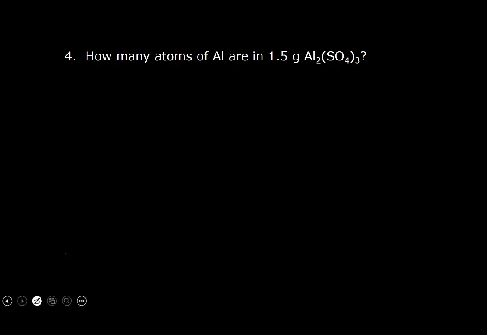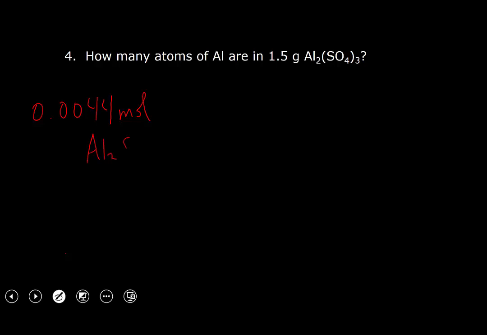If you need to see why I'm starting with moles instead of grams, go back to problem 3 and you'll see. So we figured out that it's 0.0044 moles of Al2(SO4)3. And we need to go to atoms of aluminum. So the first thing we're going to do is go to moles of aluminum.